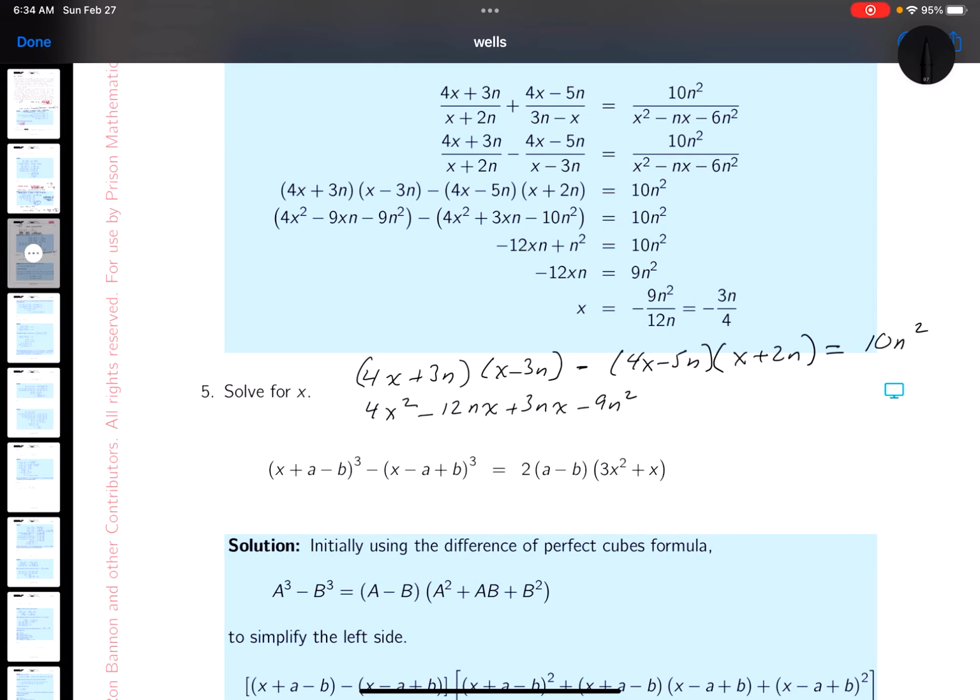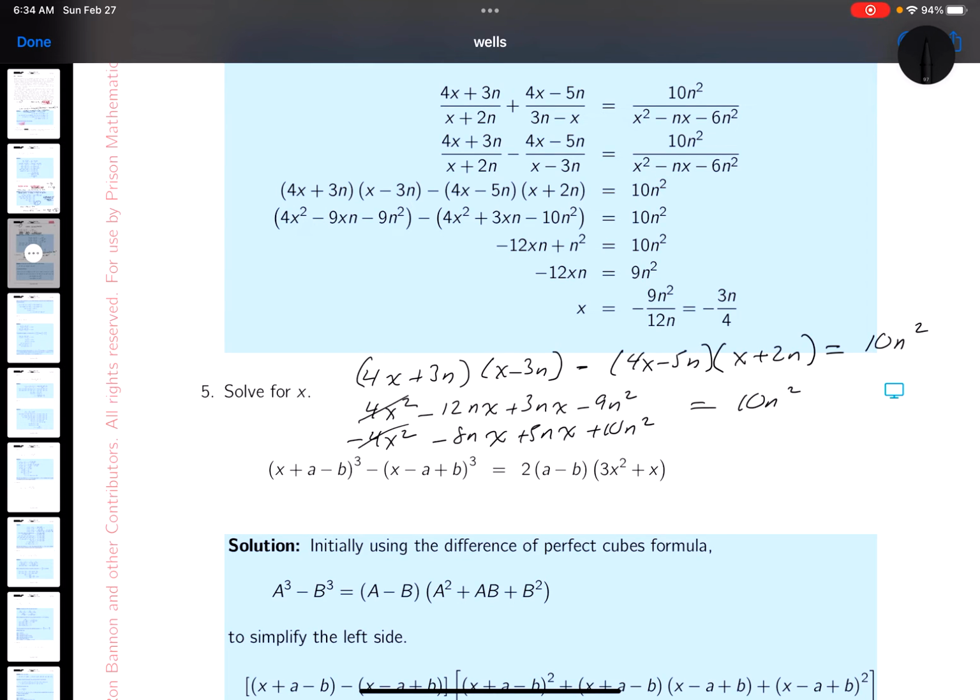I'm going to do the next one, and I'm going to be careful about it. It's going to be minus 4x squared. Then you get 8nx, but I'm subtracting it. And you're going to get minus 5nx, but I'm subtracting it. And then you're going to get minus 10n squared, which is, I'm subtracting it, plus 10n squared. And what does that equal? 10n squared.